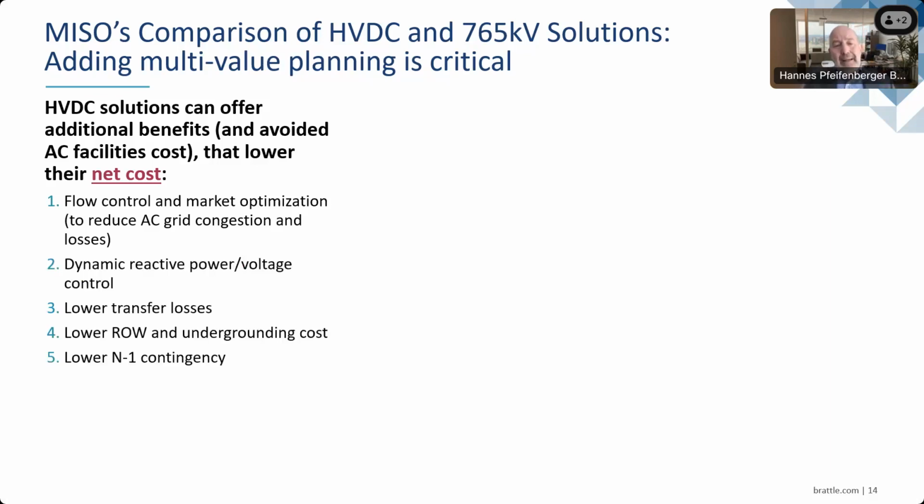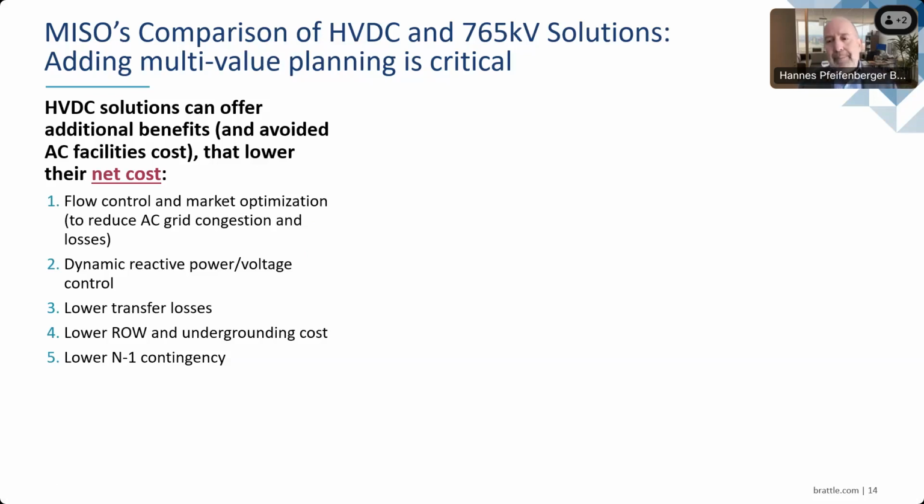We can dynamically control voltage from each converter station independent of the real power flows. Even if the line is out, we can provide reactive power control through the converter stations. We can reduce transfer losses under the right circumstances, and we can actually reduce the AC grid losses by how we control power flow on the DC line. If we need to underground part of the right-of-way, it's much easier and lower cost to do with a DC line. And then from a contingency operation, you have much more controllability.